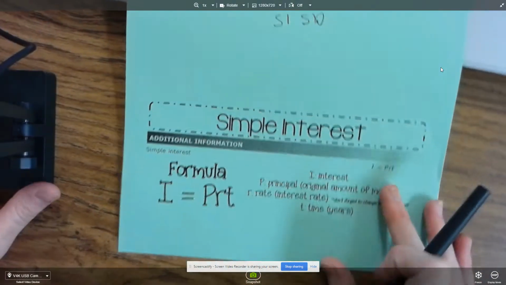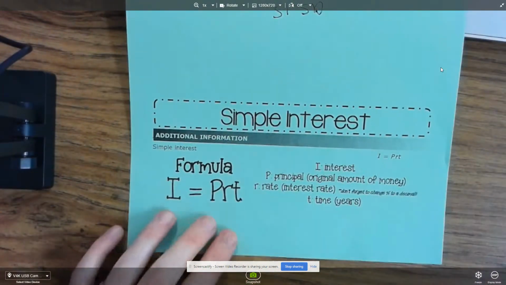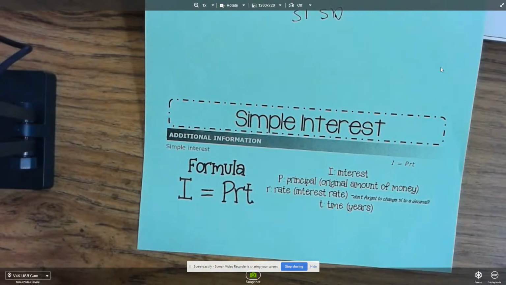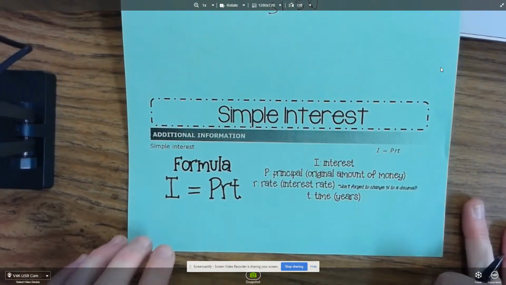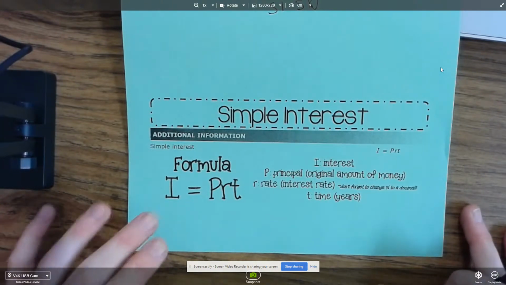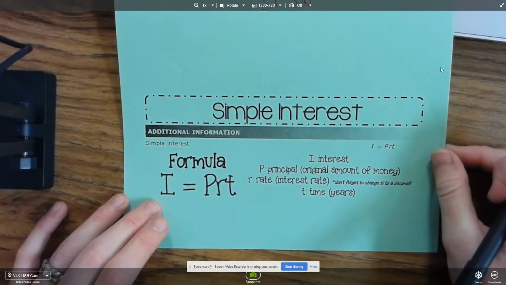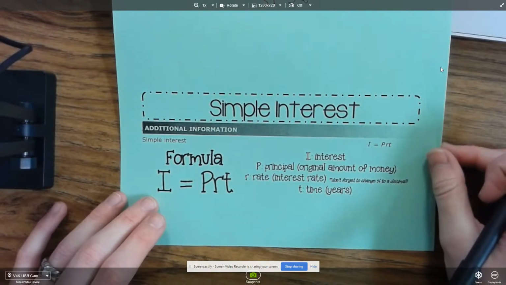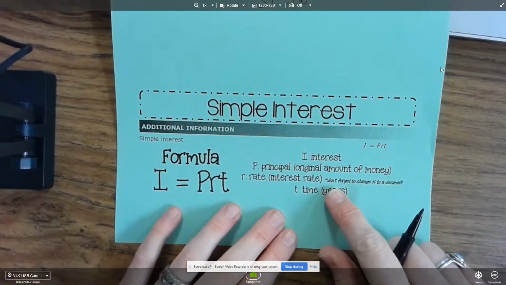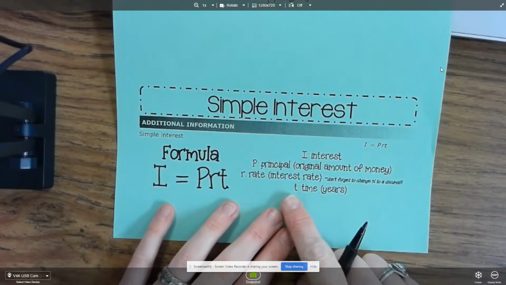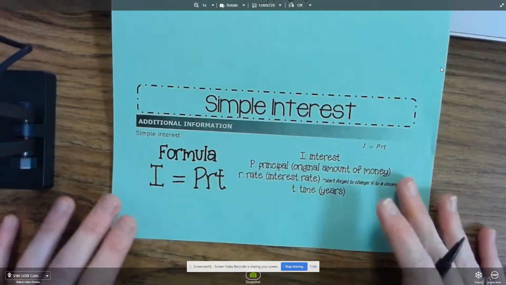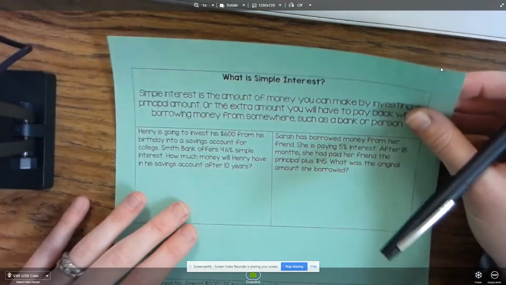This video is for simple interest. So our formula for simple interest is I equals PRT. I is the interest, P is the principal, and that's the original amount of money. R is your rate. It's usually a percentage or your interest rate. And so you can change your percent to a decimal or you can stick it over 100. And then T is our time, and time always has to be in years.